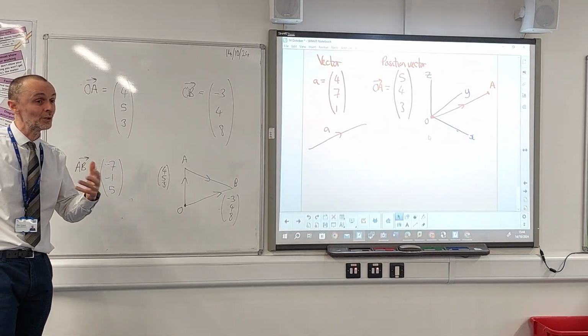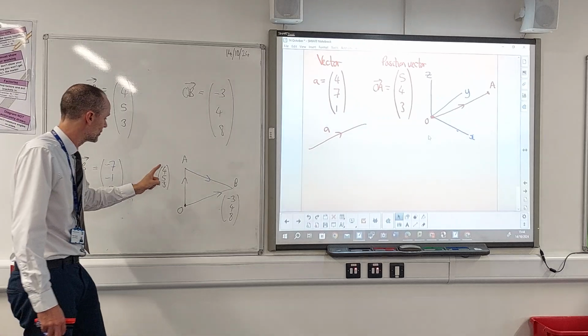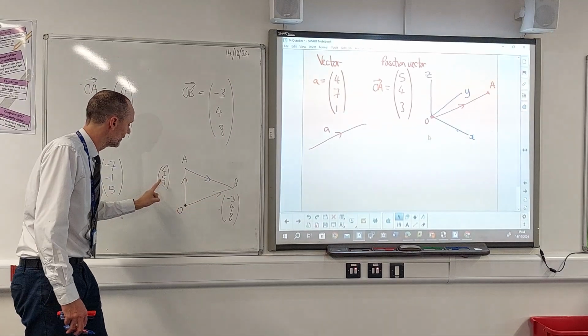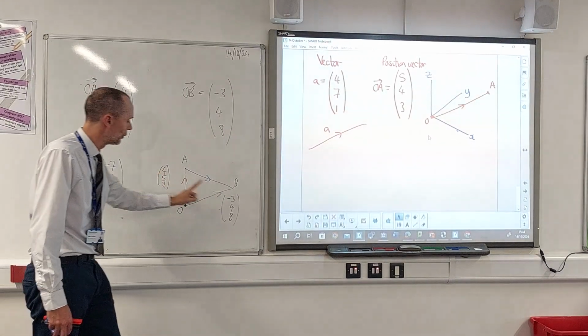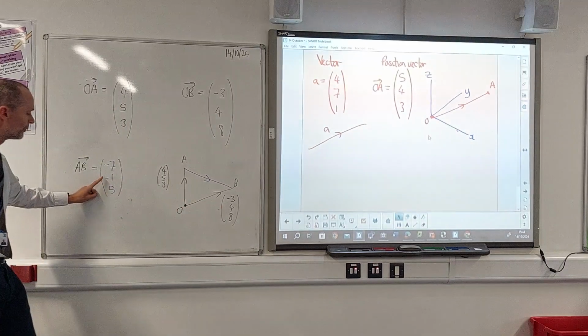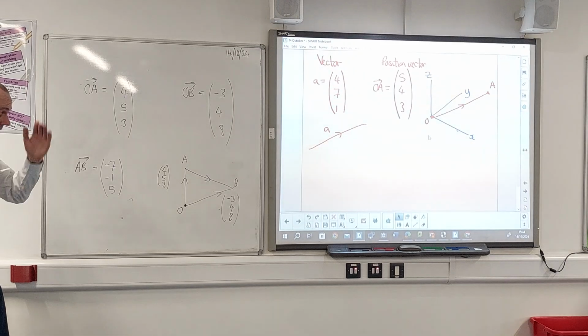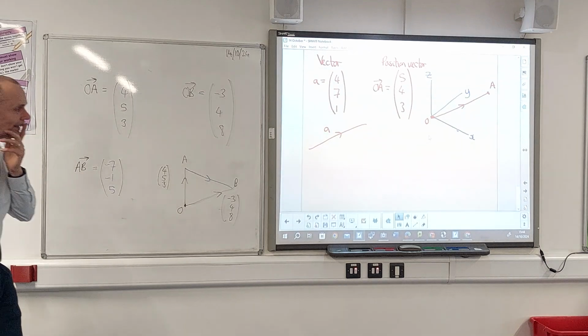And you'll find you get better at doing this, because actually all we're doing is we're asking what's the difference between these 3 pairs of numbers. So from 4 to -3 is a drop of 7, from 5 to 4 is a drop of 1, and from 3 to 8 is an increase of 5. And so that's that vector there.